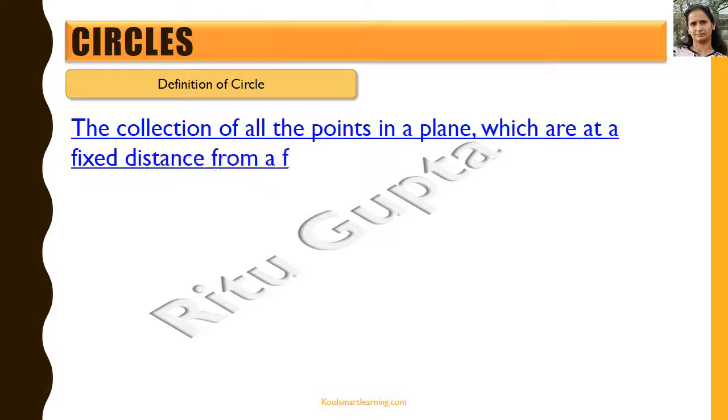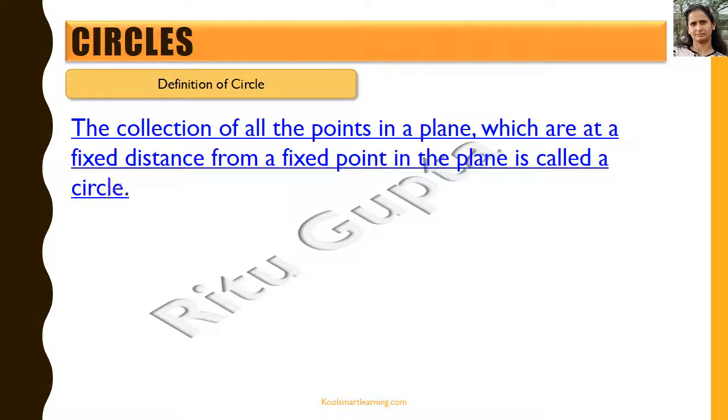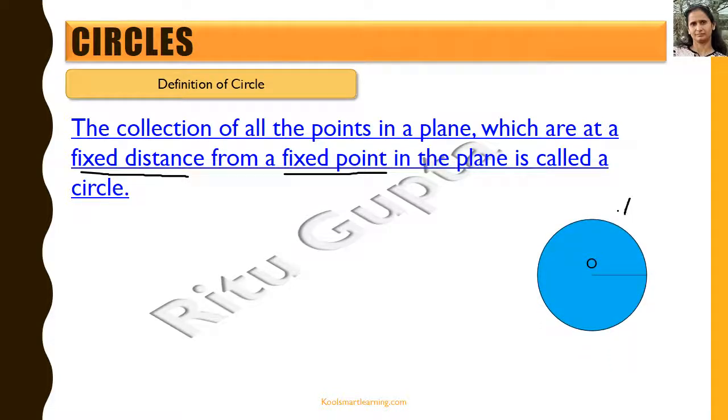A circle is a collection of all the points in a plane which are at a fixed distance from a fixed point in the plane. So if we see this figure, which is a circle, we can say that O is the fixed point that we are talking about, and all the points on this are equidistant from this point O.